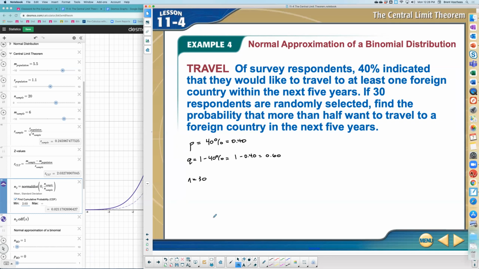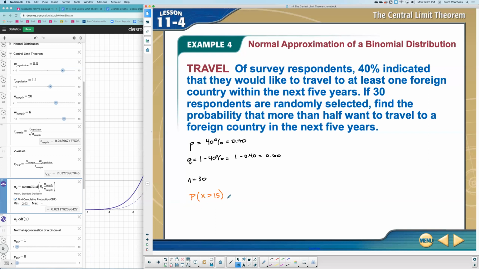So here we go. We want to know the probability that more than half. So more than half would be 15. So the probability that x is greater than 15. More than half does not mean equal to. It'll make a difference here. It's just greater than 15. Or I could have said 30 divided by 2 if you wanted. That's what I'm trying to find.